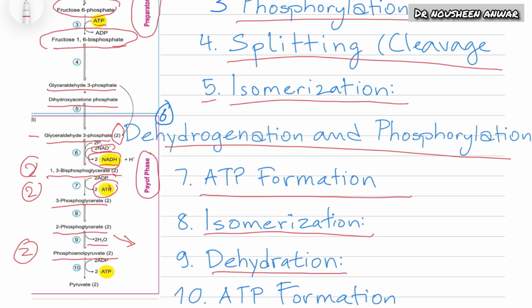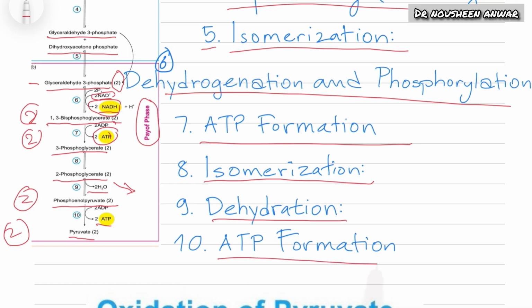What is the 10th step? Up till now we don't get any advantage from this process, because we gave two ATPs, and we took the ATPs back. Now we are going to take the advantage. From phosphoenol pyruvate, the phosphate group is removed, it becomes pyruvate, and the phosphate group is attached to ADP, so it becomes ATP. So now two molecules of ATP are made. This is the end stage, this is called ATP formation.